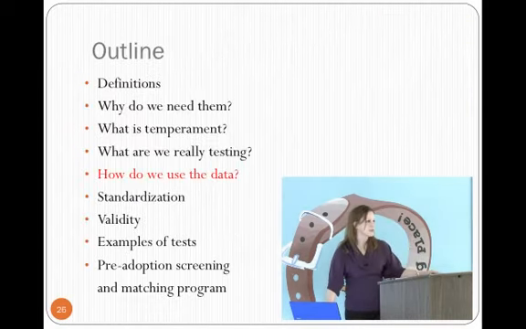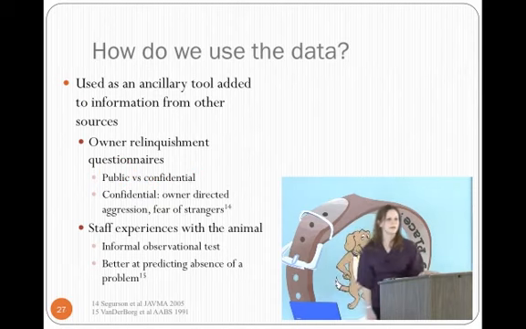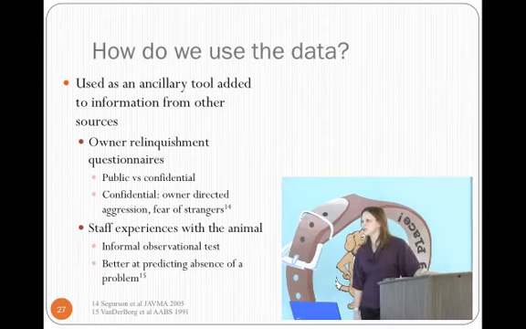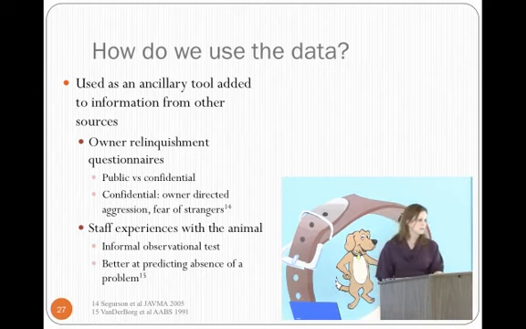What are we going to do with the data that we are collecting? Because as you all know, there's lots and lots of shelters that are still doing these tests, and I'm certainly not one to say that they're useless at this point. And so the recommendation of specialists in the area is that we use temperament tests as an ancillary tool or an additive tool to other information that we have available about that pet. So we may use things like owner relinquishment questionnaires, information we've gotten from the person turning the animal in. But again, there's questions about how valid is that information.